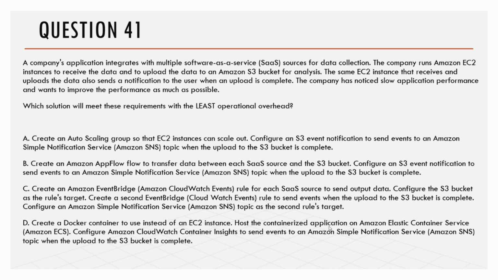Create an Amazon EventBridge (Amazon CloudWatch Events) rule for each SaaS source to send output data. Configure the S3 bucket as the rule's target. Create a second EventBridge rule to send events when the upload to the S3 bucket is complete. Configure an SNS topic as the second rule's target. Option D, create a Docker container to use instead of an EC2 instance. Host the containerized application on Amazon ECS, Elastic Container Service. Configure Amazon CloudWatch Container Insights to send events to an Amazon Simple Notification Service topic when the upload to the S3 bucket is complete.